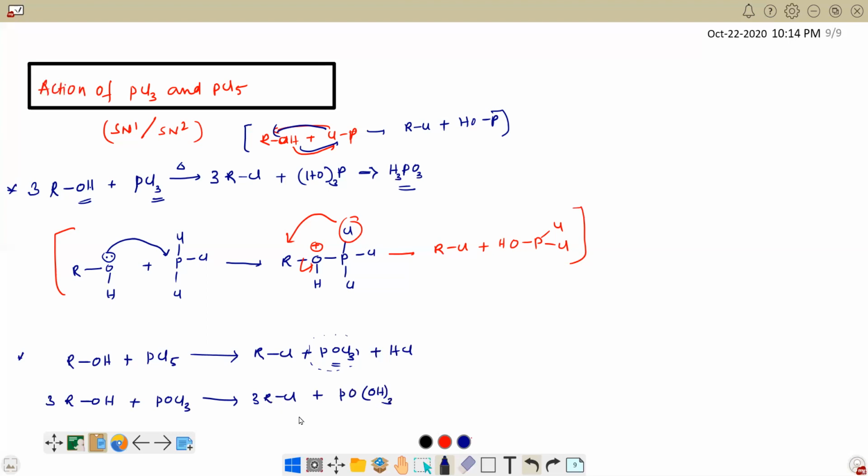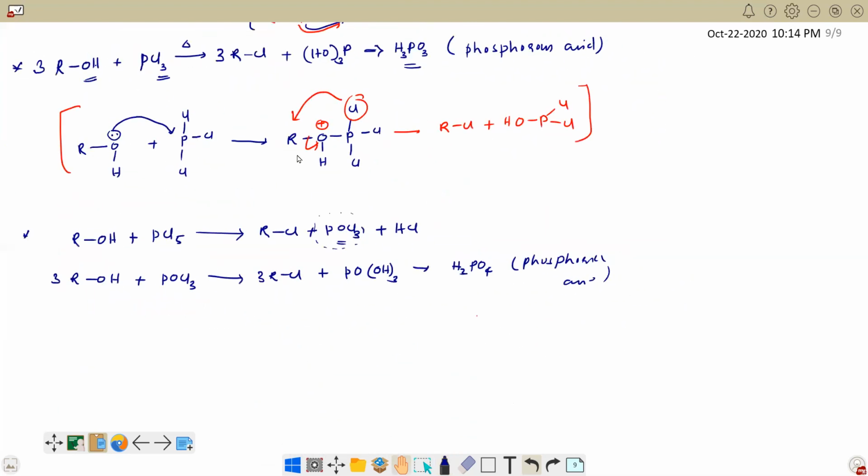This acid you can write as H3PO3, it is phosphorus acid. And this one is phosphoric acid. What is the net reaction here?